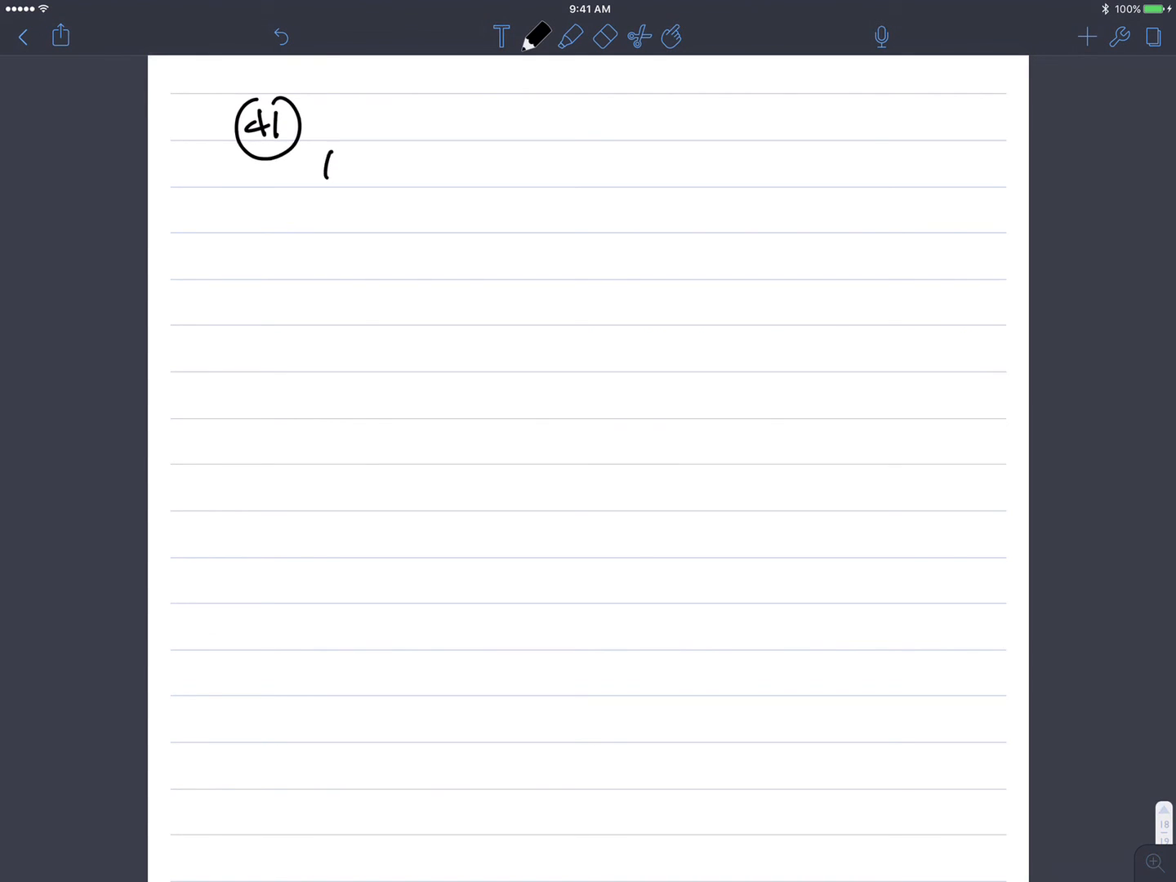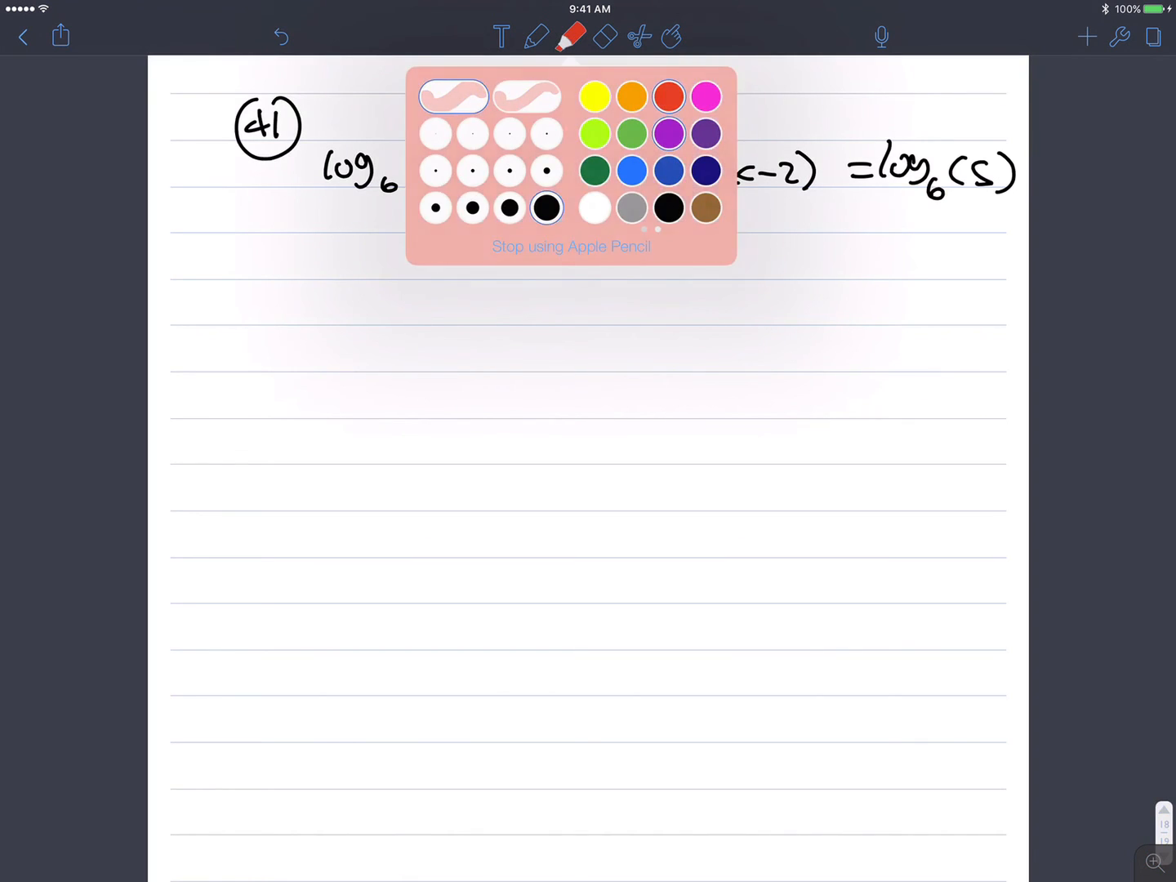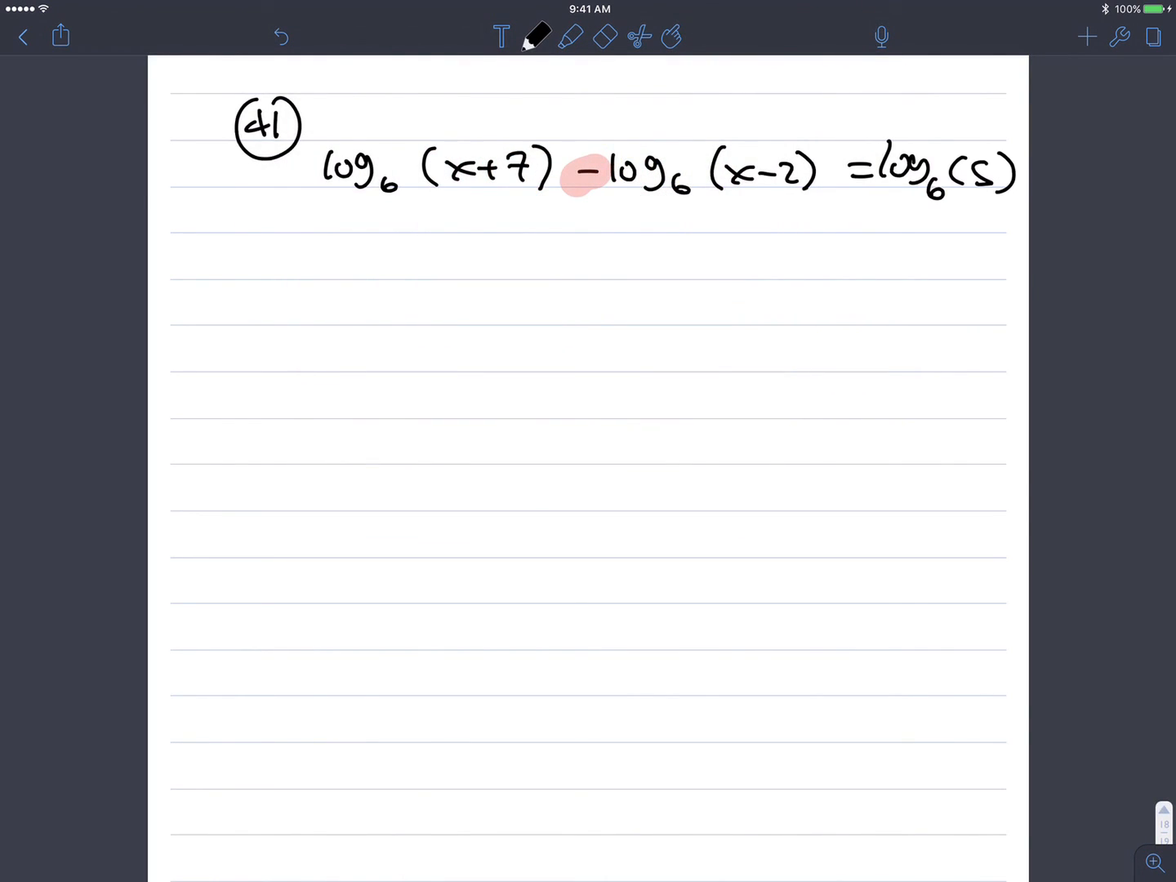Number 41. Log base 6 of x plus 7 minus log base 6 of x minus 2 will equal log base 6 of 5. You notice again you have a difference, so we're going to write this as a quotient. Log base 6 of x plus 7 over x minus 2 is log base 6 of 5. Again, the log function is 1 to 1.